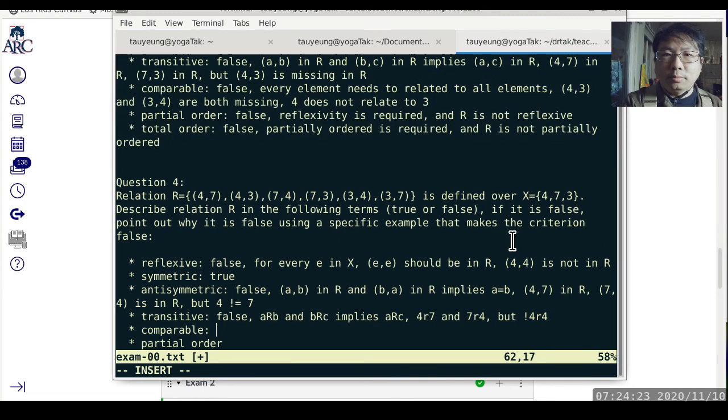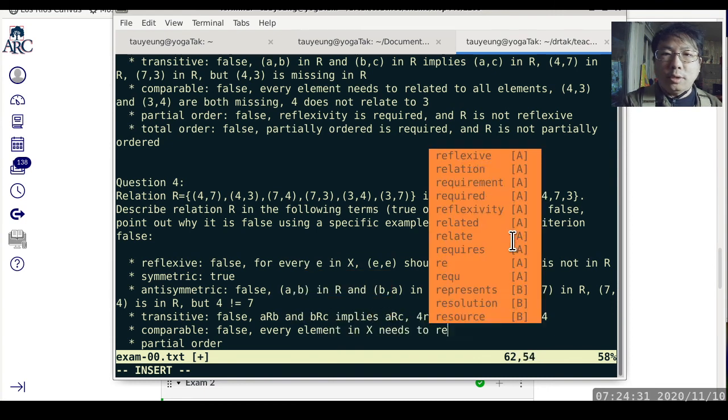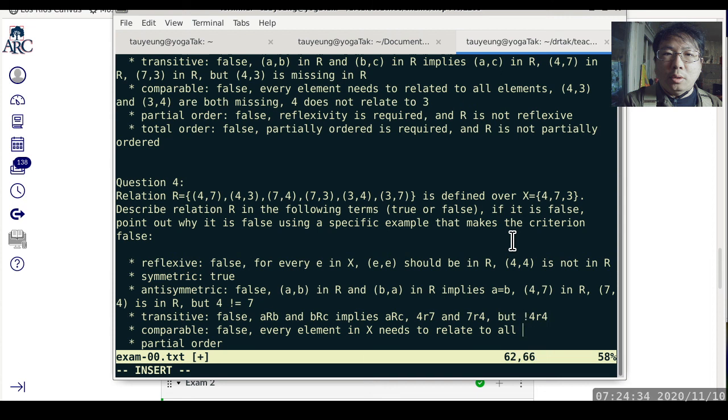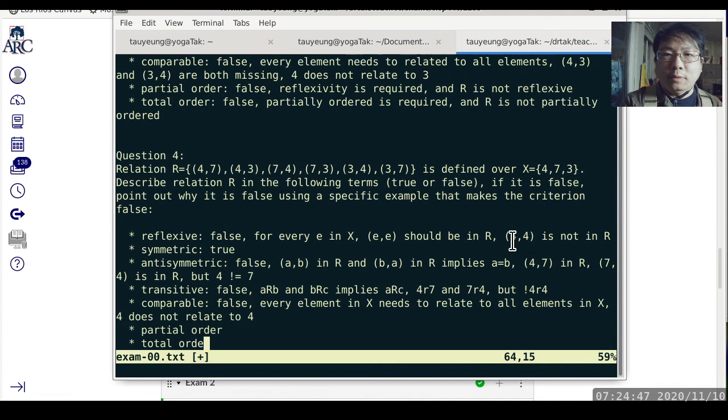Is it comparable? False. Every element in X needs to relate to all elements in X. And we can see how 4 does not relate to itself. Just to make it very clear, 4 does not relate to 4. Okay, is it partially ordered? False.